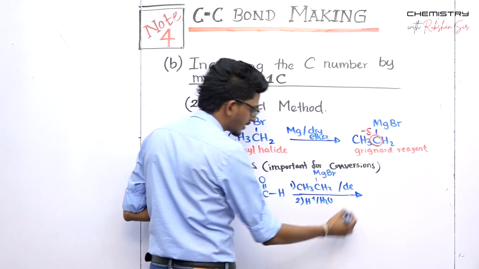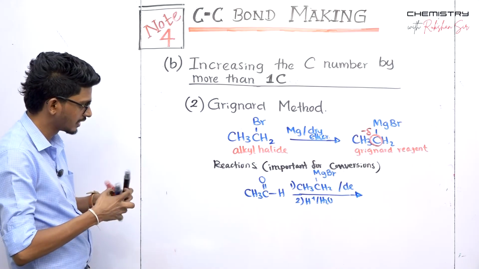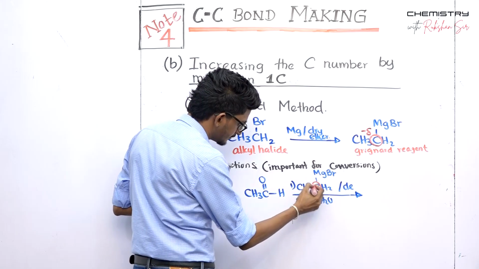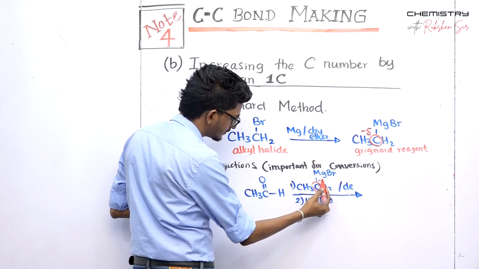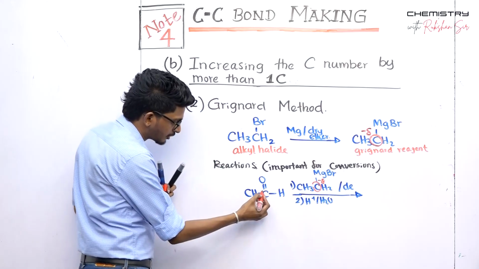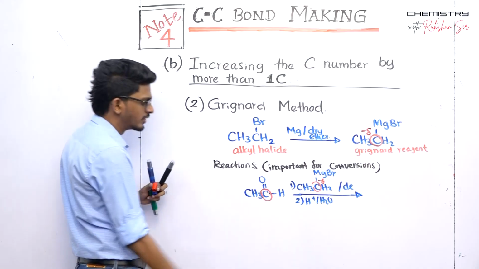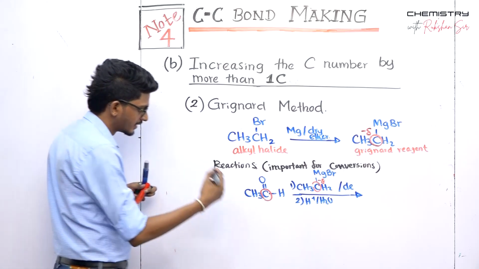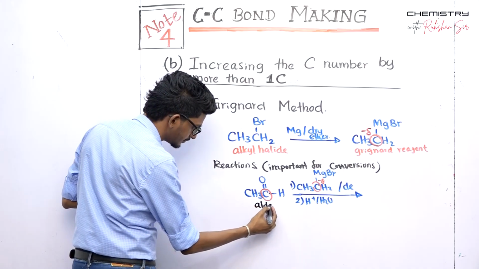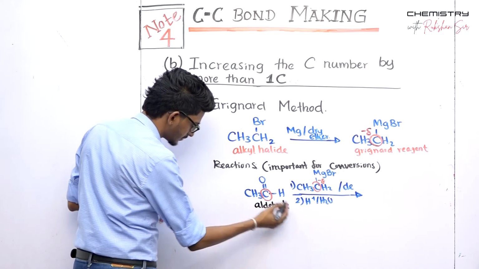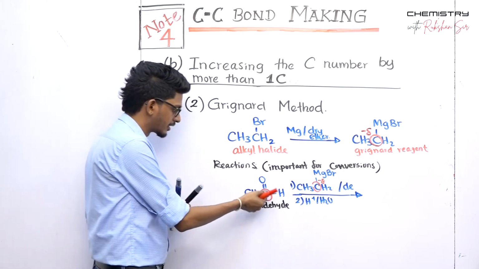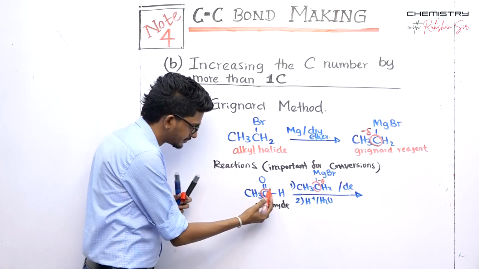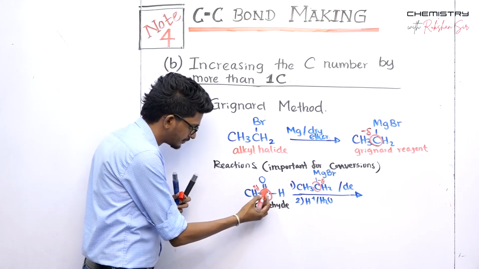See what will happen. So you have the negative carbon here. This carbon is positive in your aldehyde, because the electrons are attracted towards the oxygen, no? This carbon is positive.